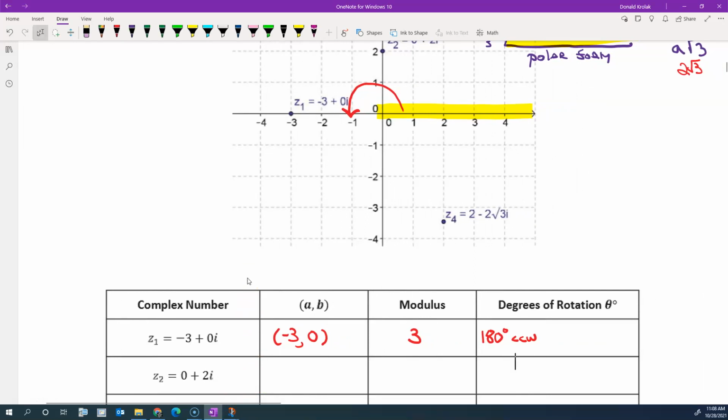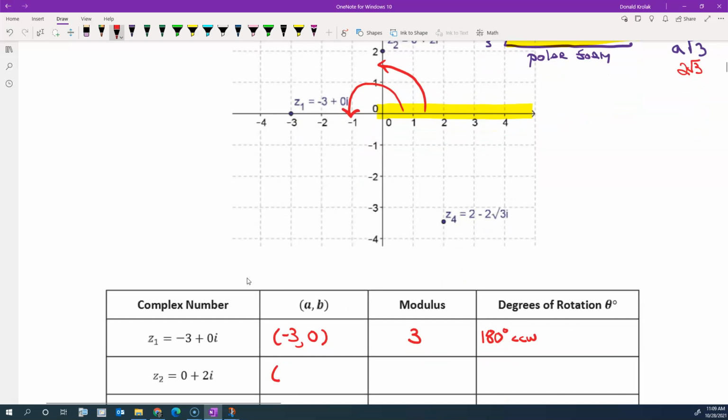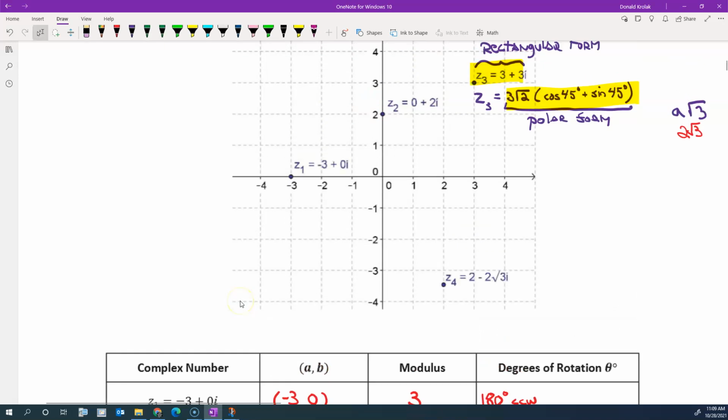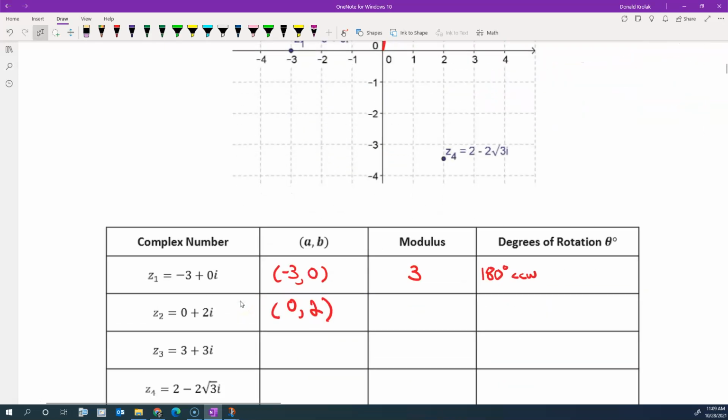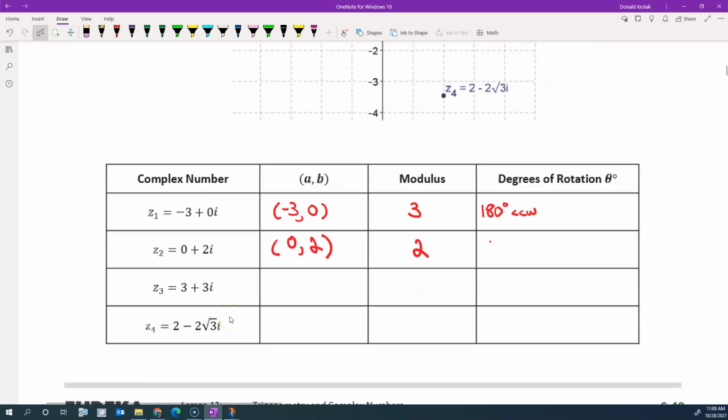Okay, now the next point is 0, 2. So it would be the rectangular coordinates 0, 2. Okay, and its modulus, well, its distance is just 2, so that's easy. Okay, and its rotation is 90 degrees counterclockwise.